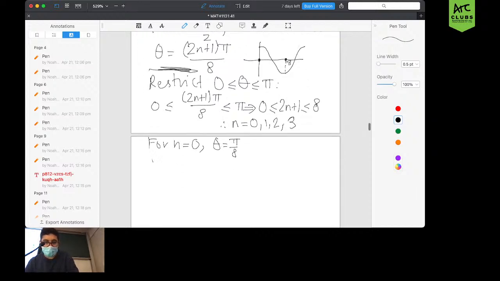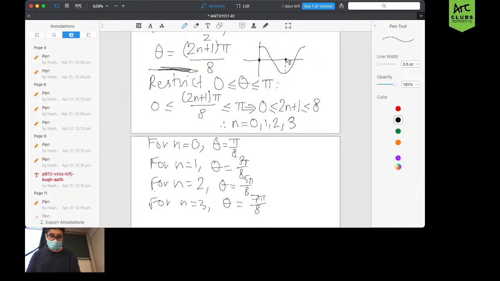And then for n equals 1, similar reasoning, theta is 3 pi on 8. For n equals 2, theta is 5 pi on 8, and for n equals 3, theta is 7 pi on 8. So just odd multiples of pi on 8, like we said before.